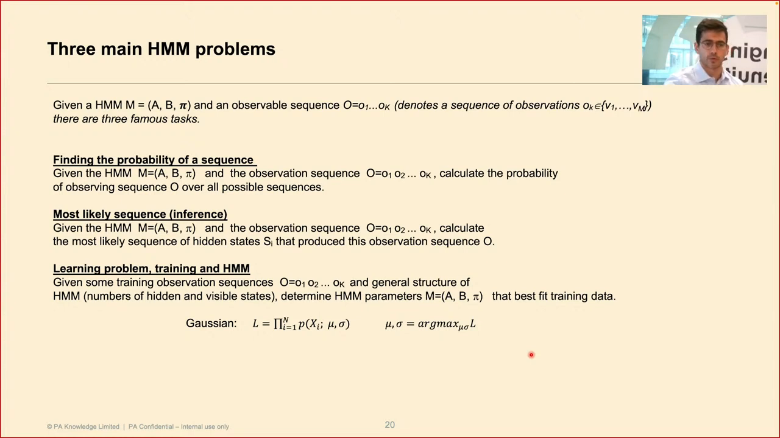And today we're gonna look mainly and focus on solving problem number two, which is inference, and essentially calculate the most likely sequence of hidden states that produce an observation.